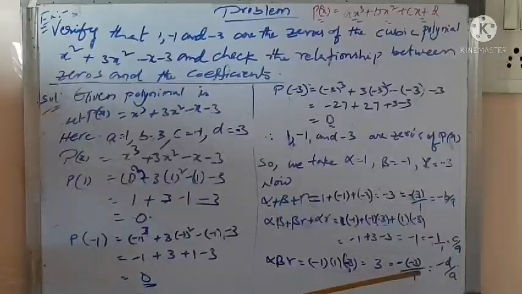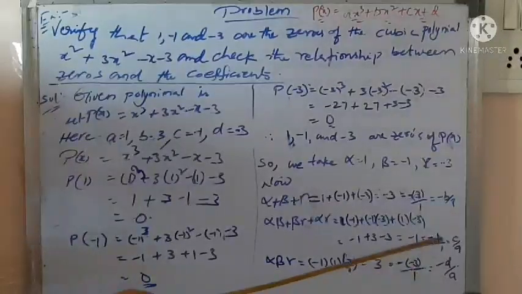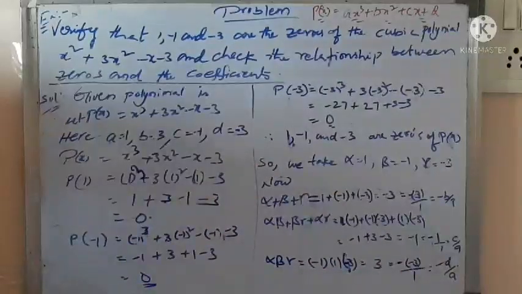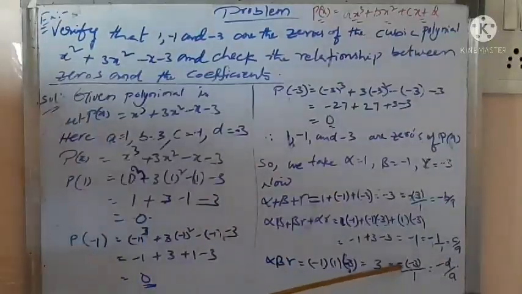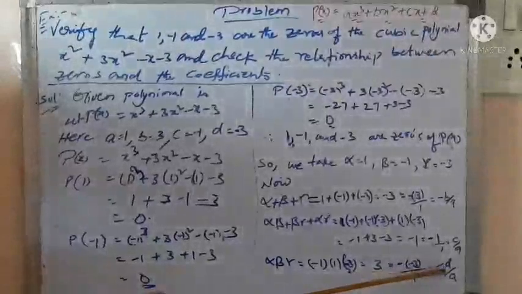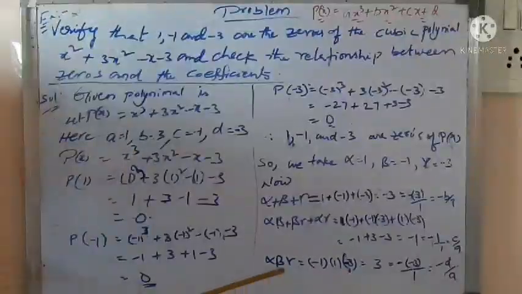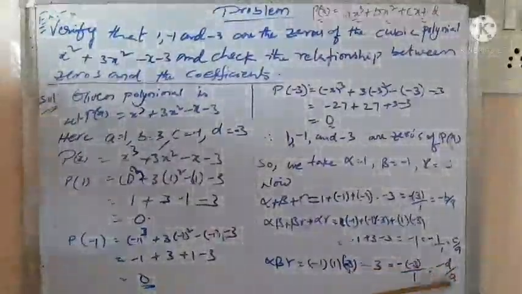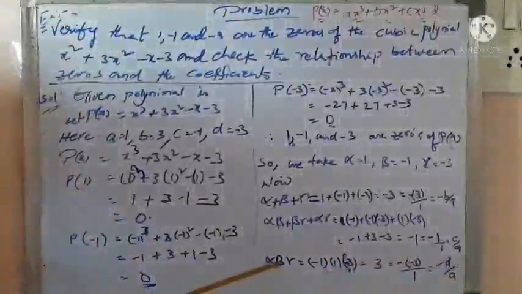It is nothing but this one. And what is the -3 value? D. And here the sign is put here. And what is the value of 1? A. Right here. Alpha beta gamma equals -d by a. This is called the relation between coefficients and zeros.